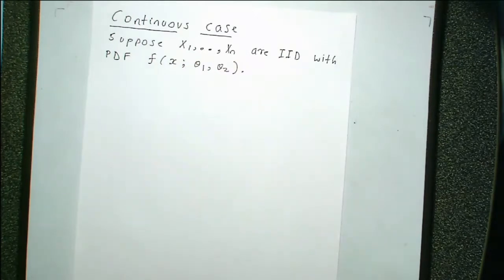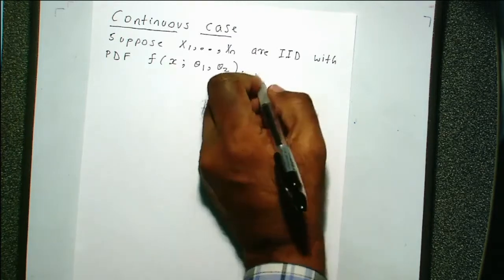Suppose you have a random sample with PDF f of x, and there are two parameters, theta 1 and theta 2. We want to find the MLE of theta 1 and the MLE of theta 2. So the procedure is as follows.